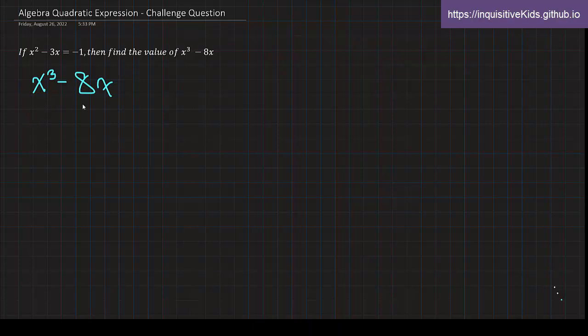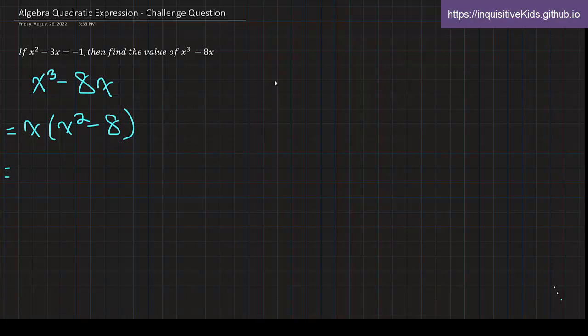Well, we can first factor out an x from both x cubed and minus 8x. So we'll have x times the difference of x squared minus 8. All right. And now let's move back to the equation.